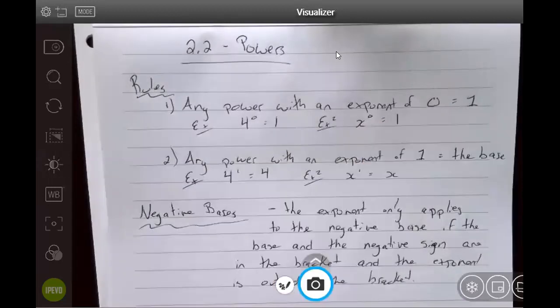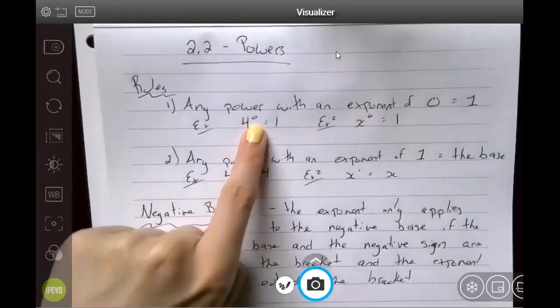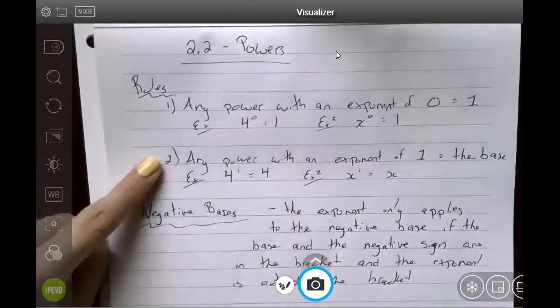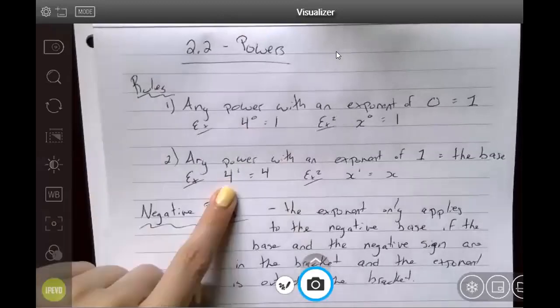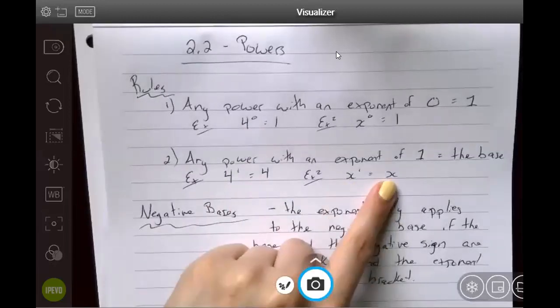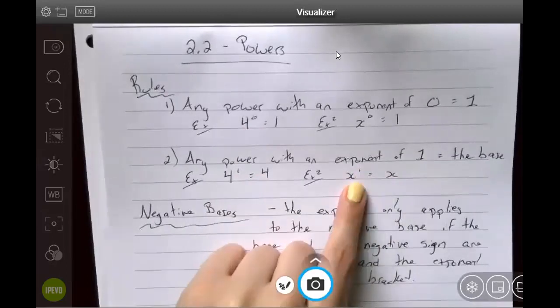So a common mistake here is to convert just the exponent into 1, but if the exponent is 0, the entire power is 1. The second rule is that any power with an exponent of 1 is equal to the base. So 4 to the power of 1 is equal to just 4. X to the power of 1 is equal to just x. This also works backwards, so any term that doesn't have an exponent actually has an imaginary 1 for an exponent.